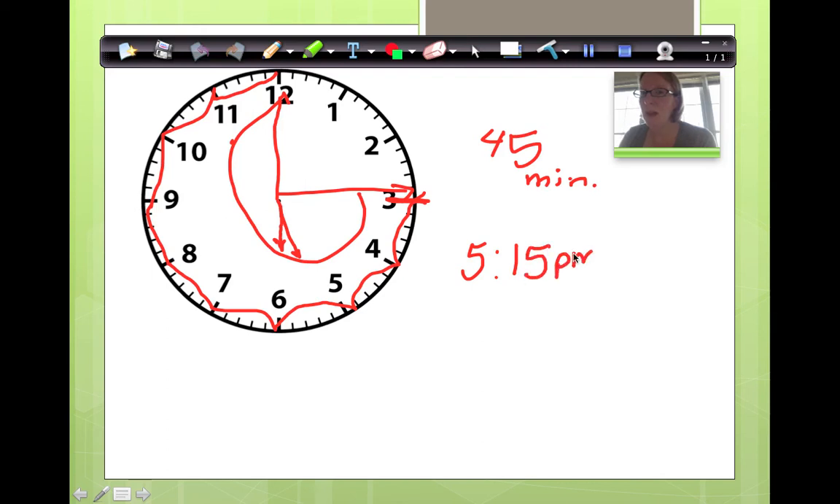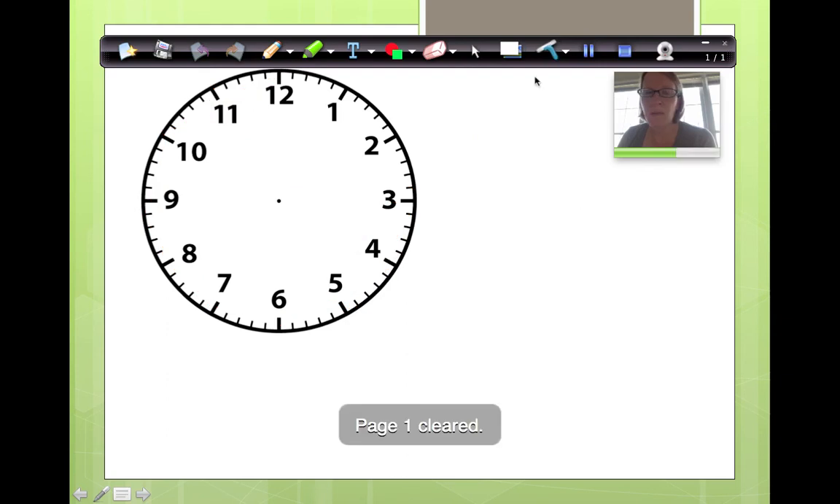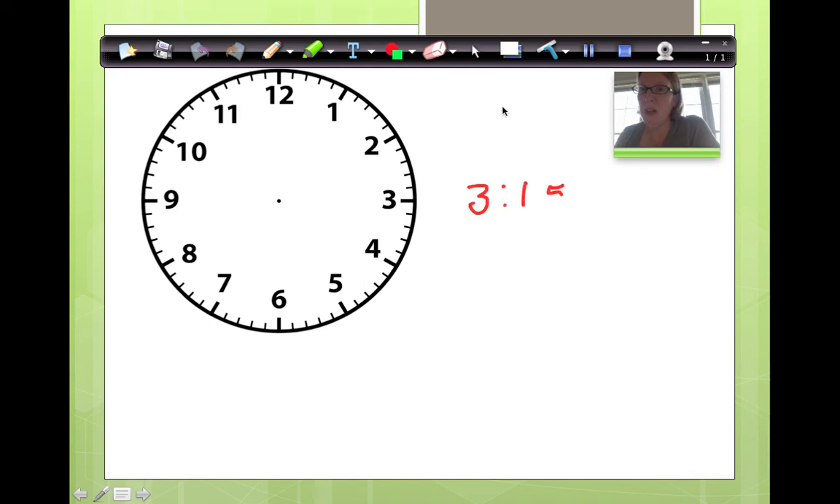Okay, let's try another one. Now this time, back to Henry. Let's make it harder than 3:15. We like challenges. Let's say he started riding his bike at 3:16. That's when he started.